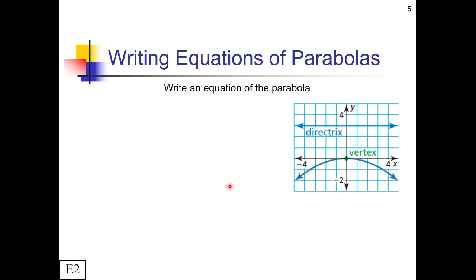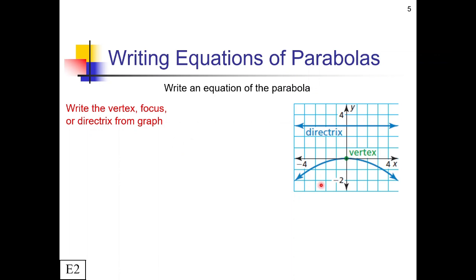For this next problem, they again want us to write the equation of a parabola, and this time they've given us a graph with no details about directrix, vertex, or focus. They labeled them in the graph, but they didn't spell it out for us. So if they don't spell it out for you, you're going to want to write the vertex, focus, directrix, whatever they gave you that you can see in the graph. They didn't give us the focus in the graph, but we at least can write the directrix and the vertex.